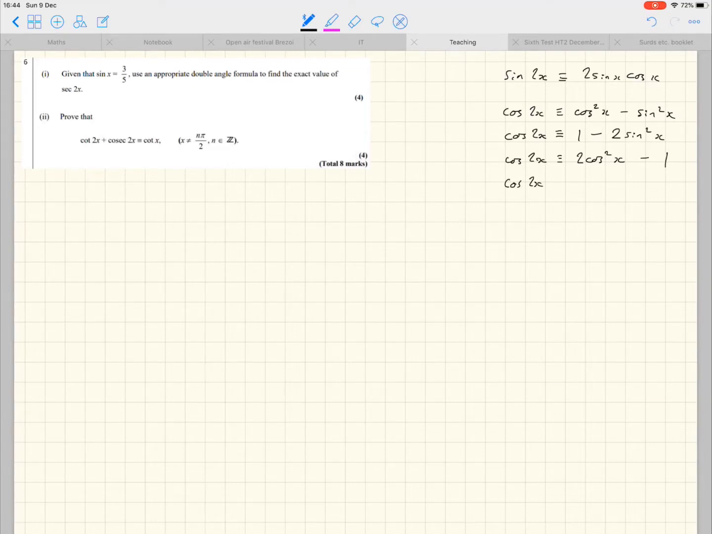Very occasionally, but I wouldn't worry too much about this one, there was actually a fourth version of this, which is to spot that this one is the difference of two squares, so you effectively have cos x plus sine x, cos x minus sine x. But that hardly ever comes up, and if it does, then examiners are being really mean. So let's not worry too much about that one for now.